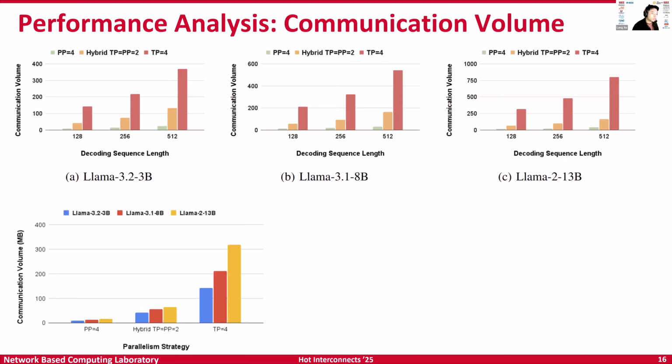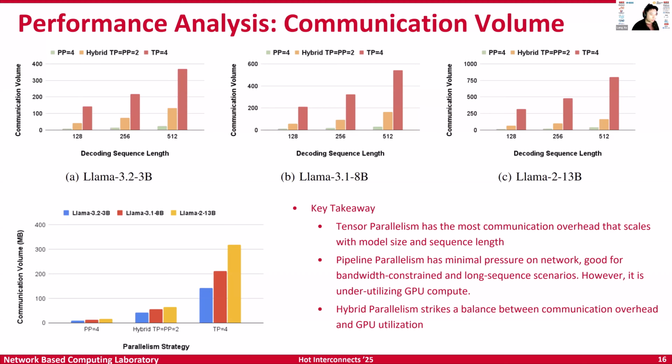And in between, there is hybrid parallelism, which has moderate communication volume. So the key takeaway here is that tensor parallelism has the most communication overhead, which scales with the model size and sequence length. Pipeline parallelism has minimal pressure on the network, which is good for bandwidth-constrained and long sequence scenarios. However, it is actually underutilizing GPU compute.